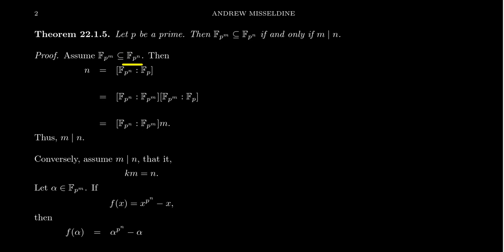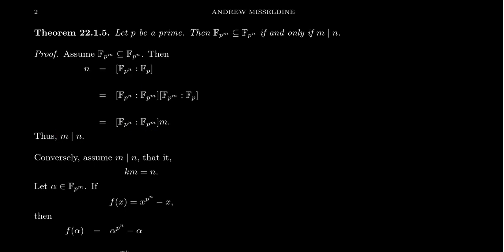So when we look at F sub P to the N, this is an n-dimensional F_P vector space. And when we look at F_P^M, this is going to be an m-dimensional F_P vector space. But because this is a field extension, the degree of the map, F_P^N over F_P, factors as F_P^N over F_P^M, by assumption that's a subfield, and F_P^M over F_P. This first one is equal to N, this one is equal to M, and so then we see that N can be factored using M, and that's exactly what divisibility means. So M does have to divide N to be a subfield.